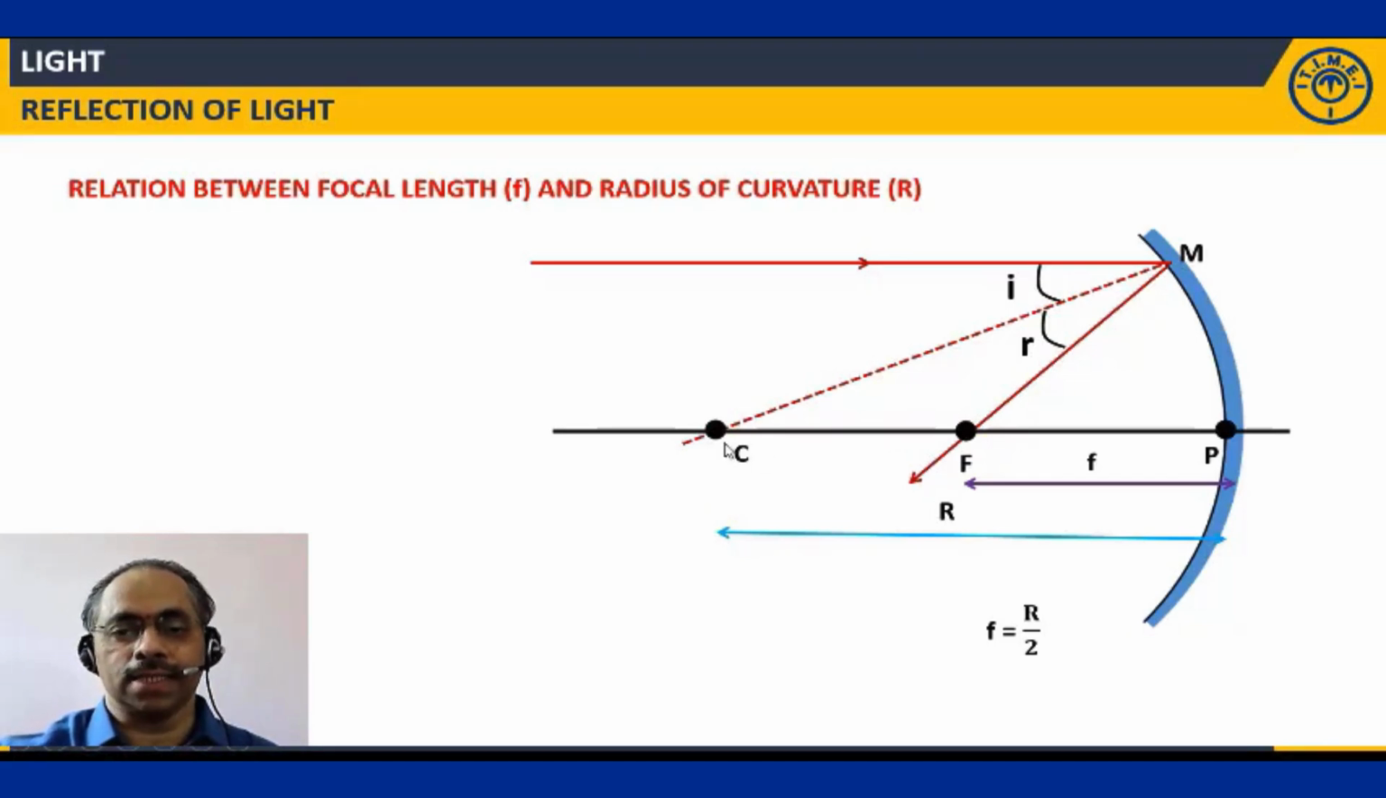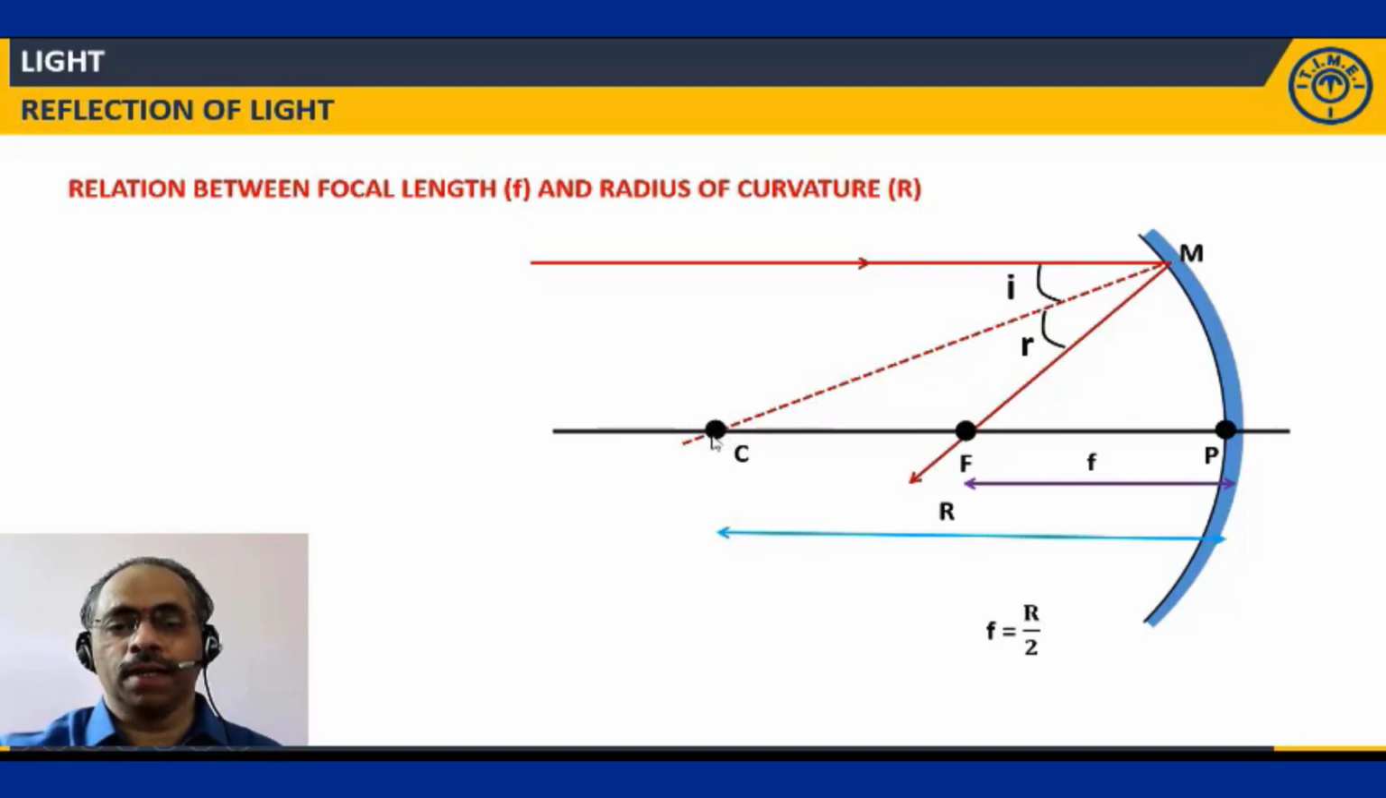From the center C, if I draw a line over here to the point M, C to M is the radius of curvature. It is also equal to C to P. As I mentioned earlier, from the center to any point on the mirror, if you draw a line, that line length will be equal to the radius of curvature.